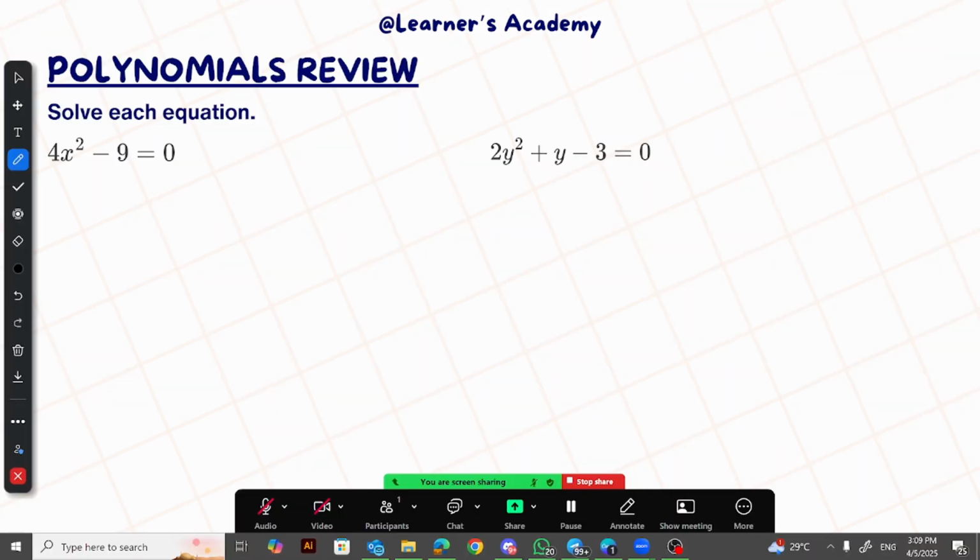With the first practice questions, we will be reviewing a little bit more about polynomials and how to solve these equations. So the first equation gives us 4x squared minus 9 equal to 0. By the end of this calculation, we want to find what x equals.